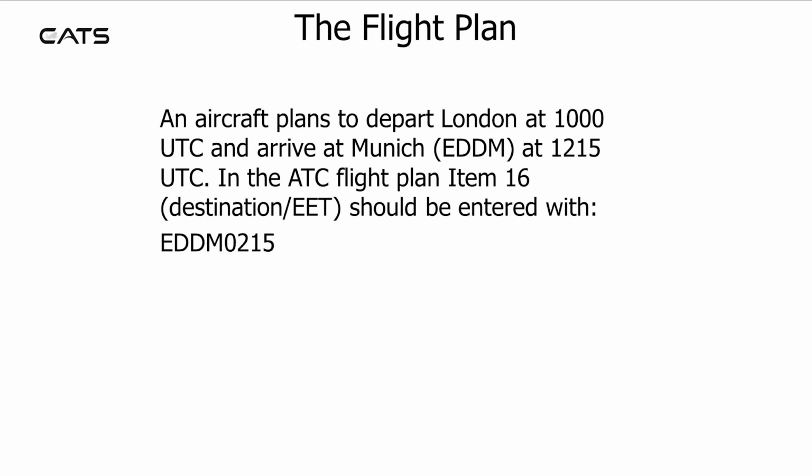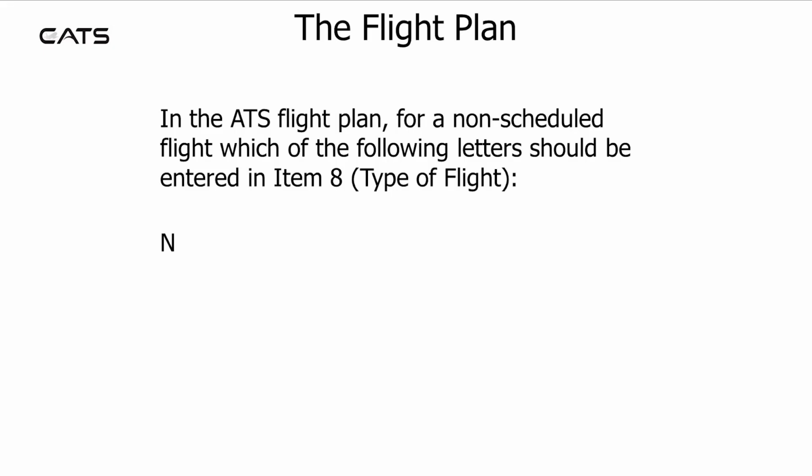An aircraft plans to depart London at 10 o'clock UTC and arrive at Munich, Echo Delta Delta Mike, at 12:15 UTC. In the ATC flight plan item 16, destination/EET, it should be entered with EDDM 0215. In the ATS flight plan for a non-scheduled flight, which of the following letters should be entered in item 8, type of flight? It's N.